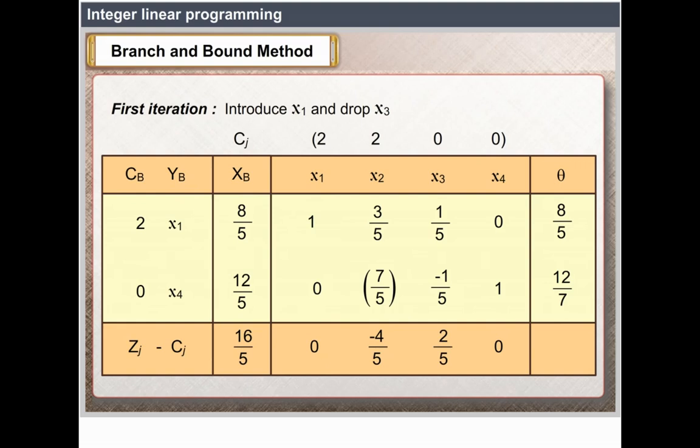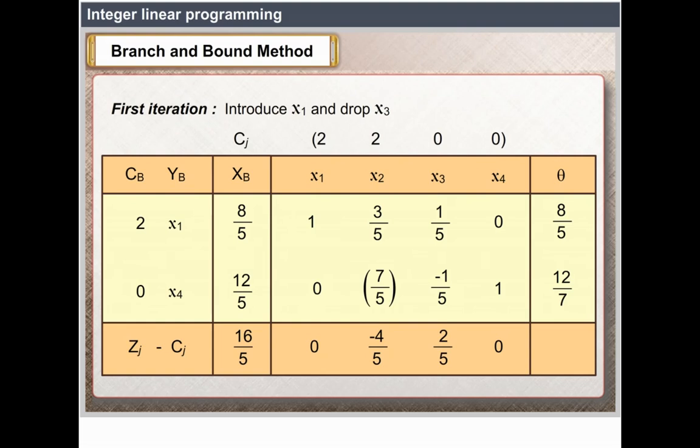Now we have to fill the theta values. We have to divide our right hand side values with X2 column. While dividing, we get 8 by 5 divided by 3 by 5 equal to 8 by 3, and 12 by 5 divided by 7 by 5 equal to 12 by 7. Among these two values in the theta, we have to check which one is minimum. While checking, 12 by 7 is the minimum.